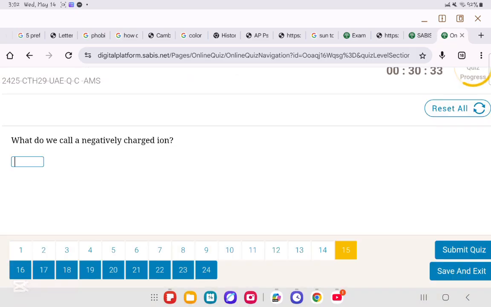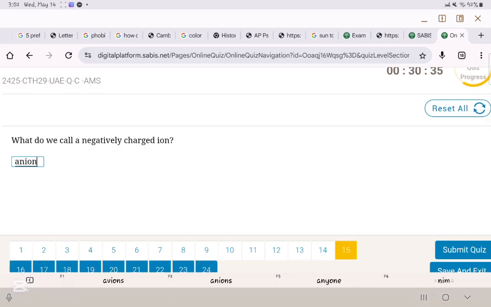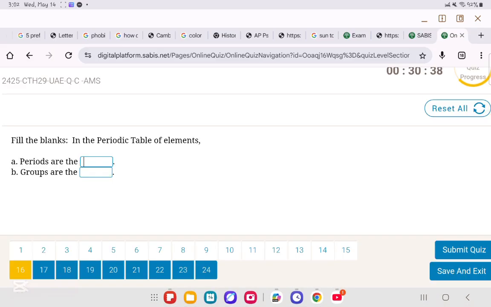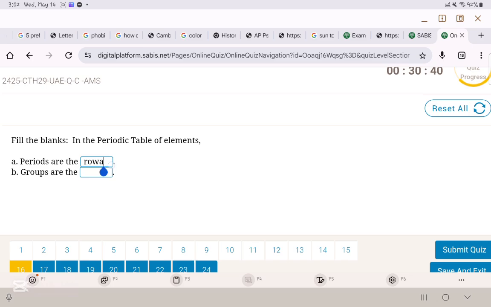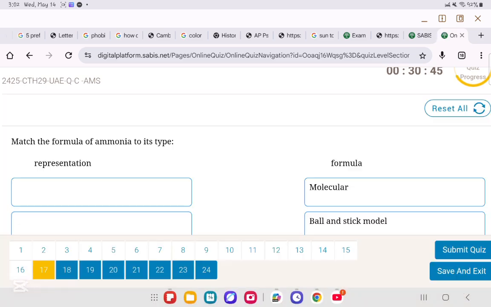What do we call a negatively charged ion? It is an anion, very simply. Question number 16. Periods are the rows. Groups are the columns. Question number 17.